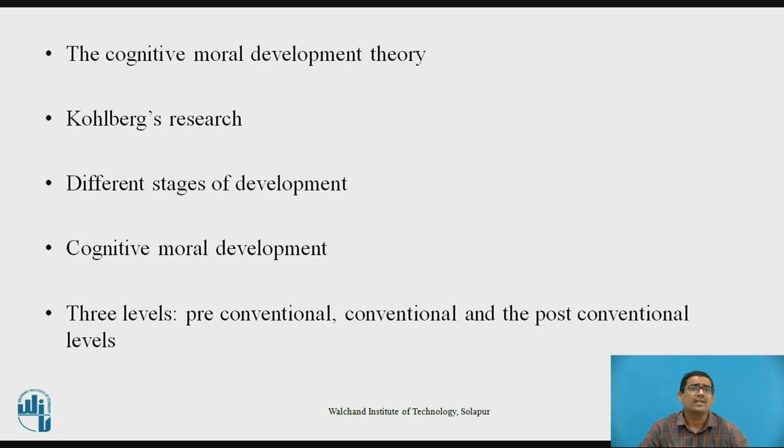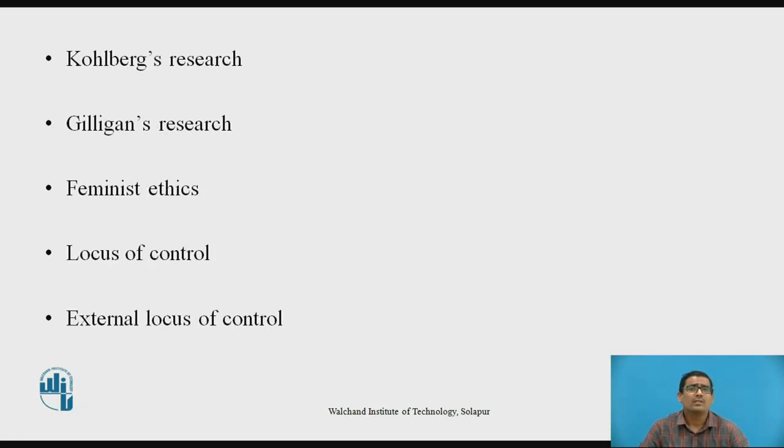We'll be discussing that in the next upcoming discussion, and it has three levels: pre-conventional, conventional and post-conventional. There has been some criticism regarding it, majorly regarding gender bias, because in Kohlberg's research, the research was done mostly on male decision makers and not on female decision makers.